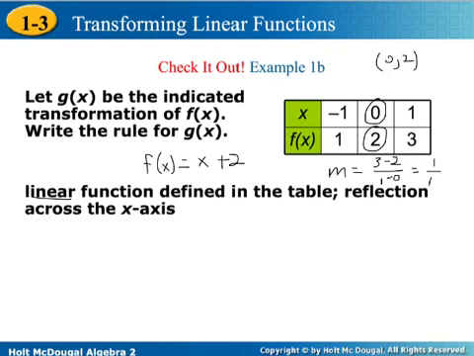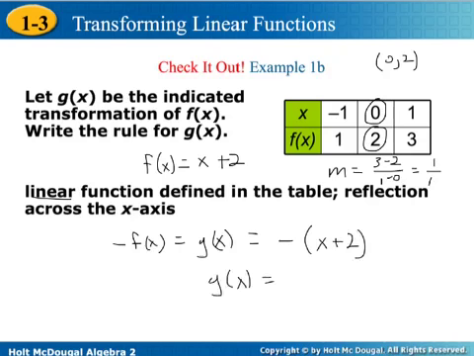And then they want us to transform f of x to make g of x. For the linear function defined in the table, we want to reflect across the x-axis. So again, we're going to move vertically. So negative f of x will then be g of x. So that's going to equal negative x plus 2. So then g of x should equal negative x minus 2.